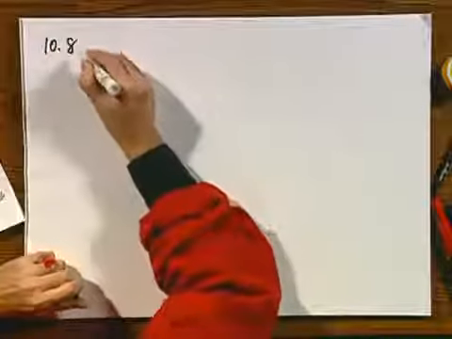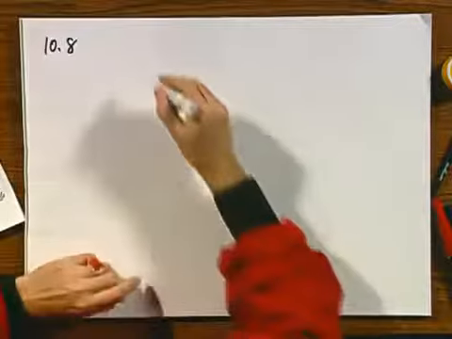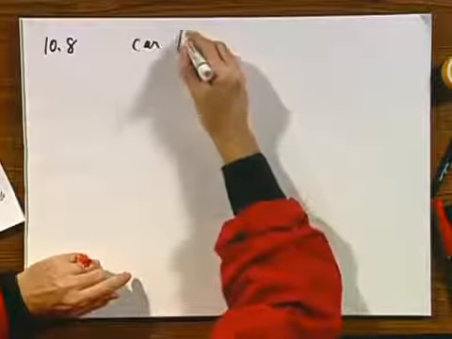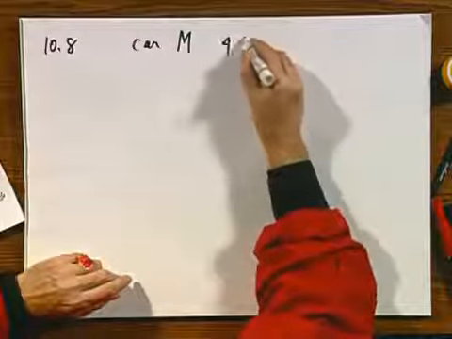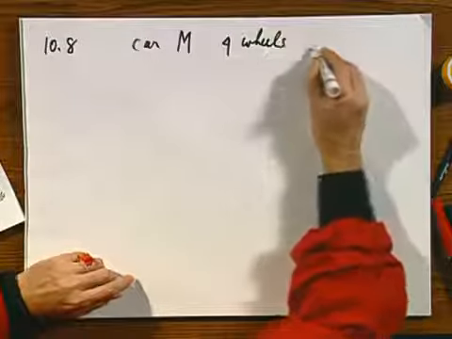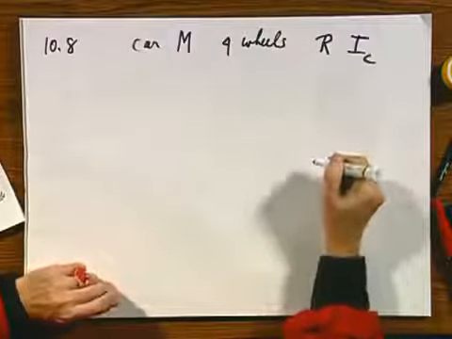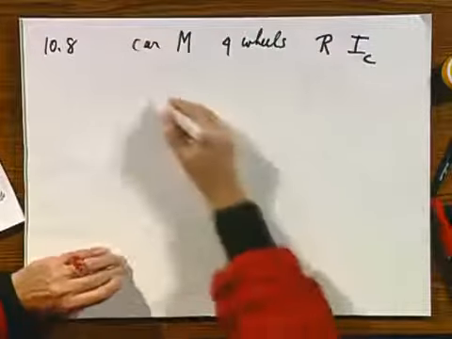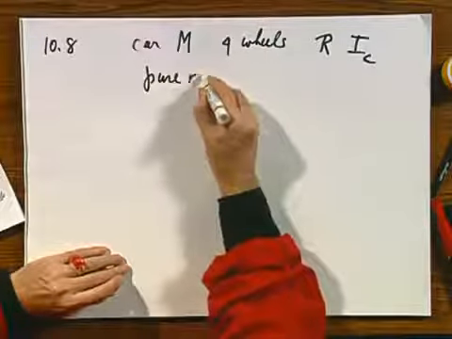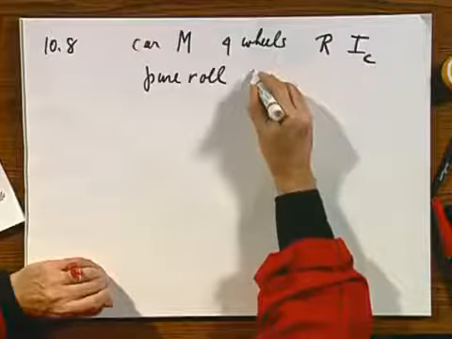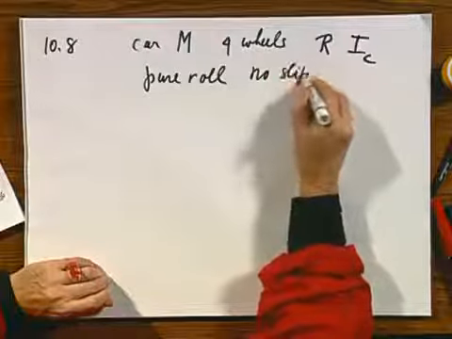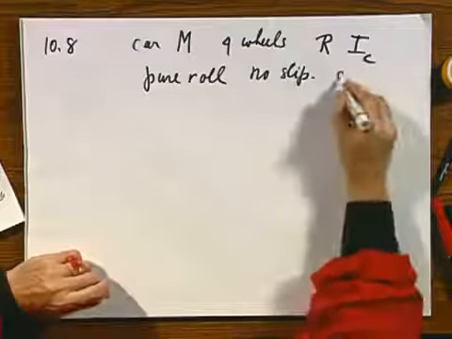All right, so let's now go to our next problem, and our next problem is 10.8. I have a car which has mass m. It has 4 wheels. Each wheel has radius r, and it has moment of inertia c, rotating about the center axis of symmetry. And we have pure roll. That's a given, so there is no slip. And the speed is constant.